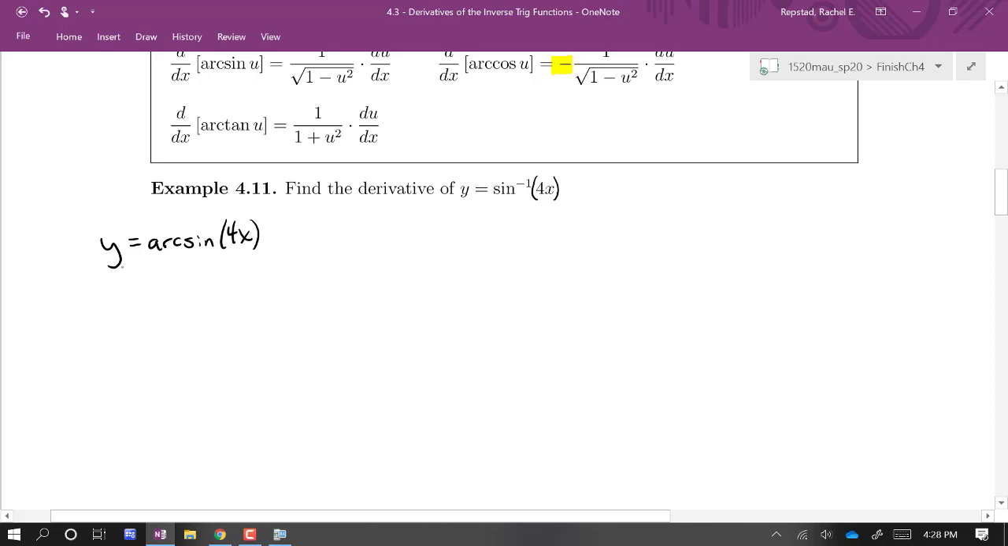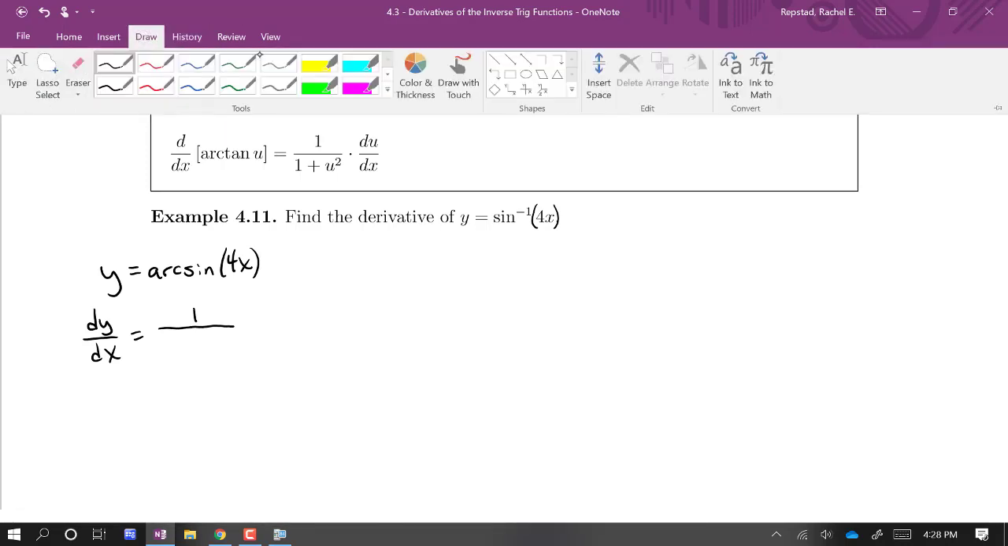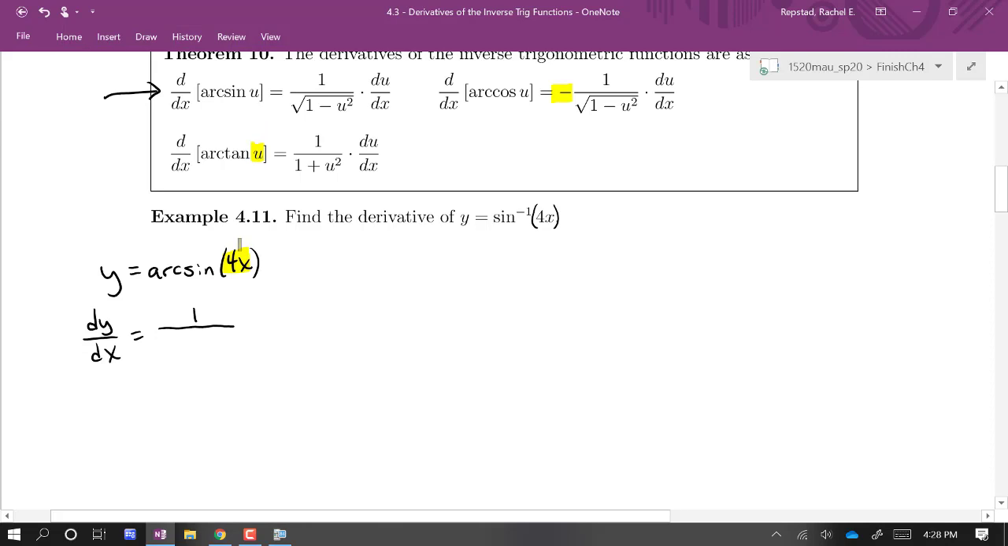And now we'll take the derivative using this formula up here that we have. So dy/dx is going to be 1 over, now in this case u is the argument inside of arcsine, so 1 over the square root of 1 minus the square of 4x. And then times du/dx, so that's times 4. We'll simplify this. We have 4 over the square root of 1 minus 16x squared.